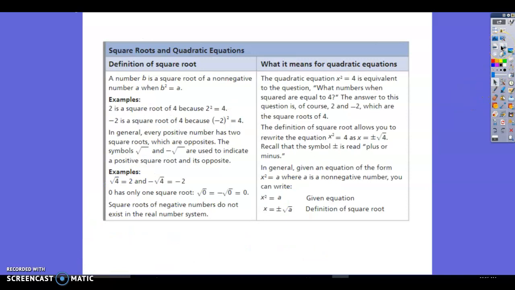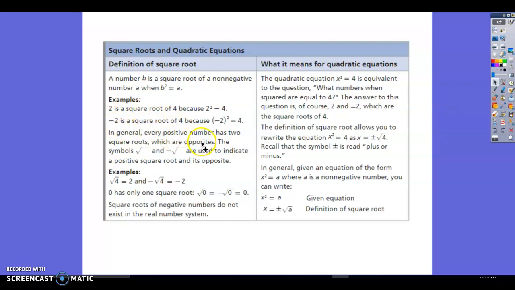All right, so why is that? Square roots in quadratic equations. Definition of square root: a number b is a square root of a non-negative number a when b squared equals a. An example, 2 is the square root of 4 because 2 squared equals 4. Negative 2 is the square root of 4 because negative 2 squared is also 4. So 2 and negative 2 are both square roots of 4.